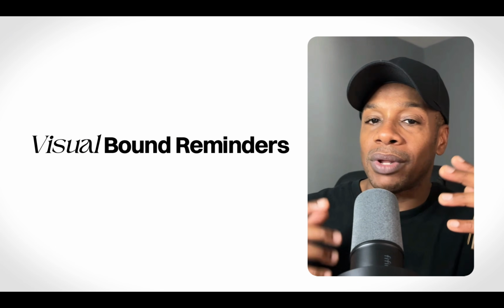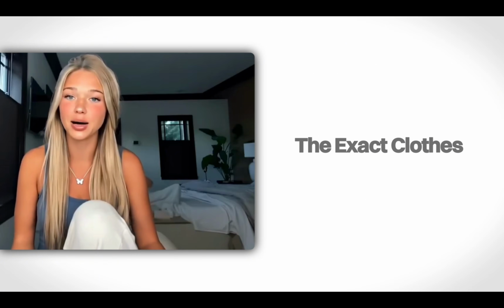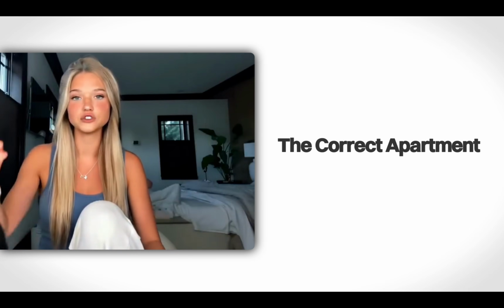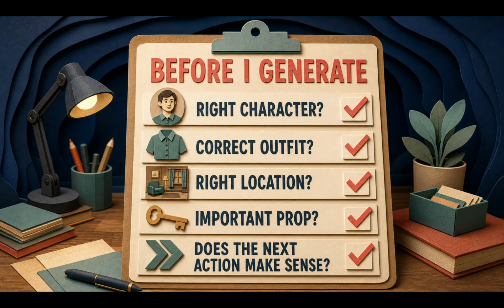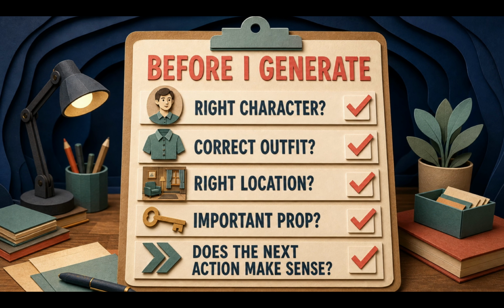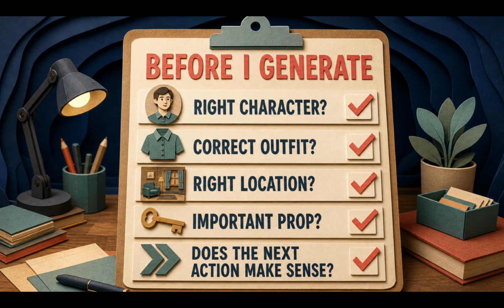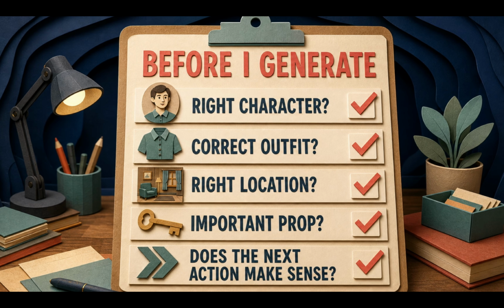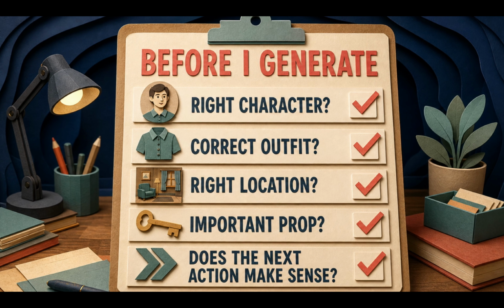So instead of only writing, put my character in the apartment, I can attach the actual version of that character, the exact clothes, and the correct apartment. And that gives AI less room to guess. So before I generate, I typically ask myself a few different questions. Do I have the right character? Do I have the correct outfit? Am I using the correct version of the location? Is there an important prop that I may or may not be missing? And does this new action make sense after the last clip?